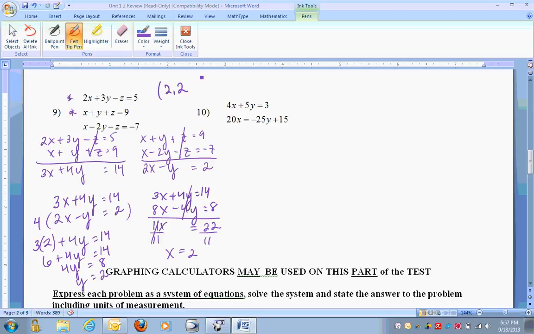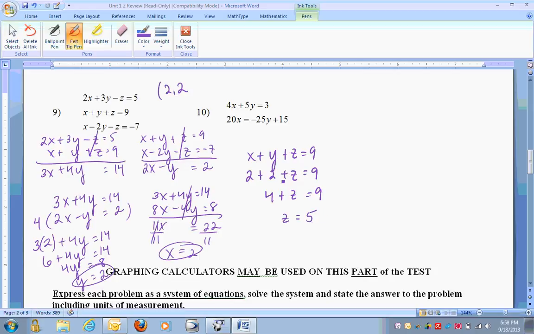So now we know what y is, we know what x is. So we can go back up and plug into our original equations and solve for z. So let's go ahead and use the middle one. It seems to be the easiest. x plus y plus z equals 9. So I'm going to plug in 2 for x and y, and I get 4 plus z equals 9. So z equals 5.